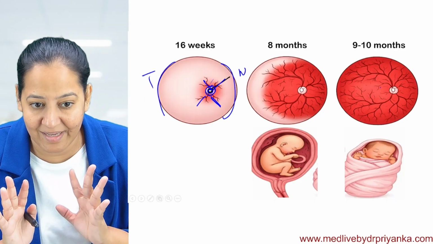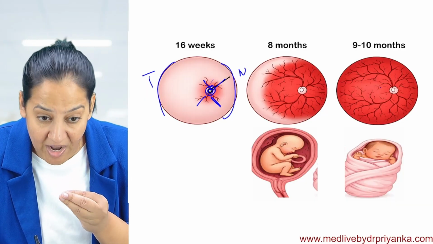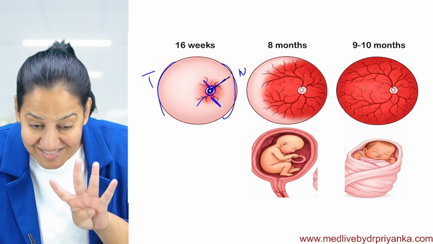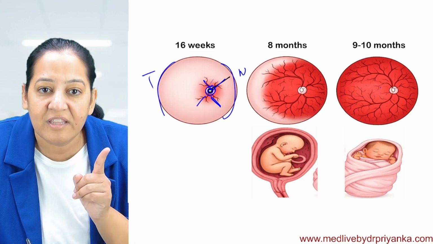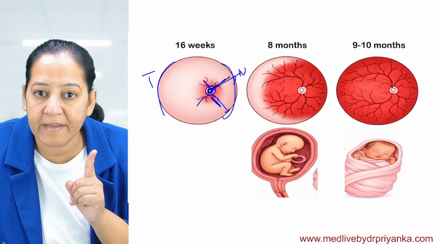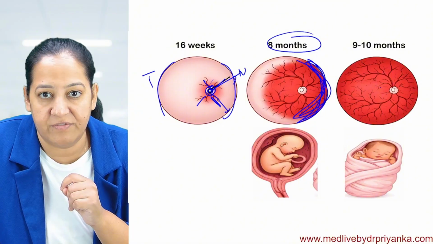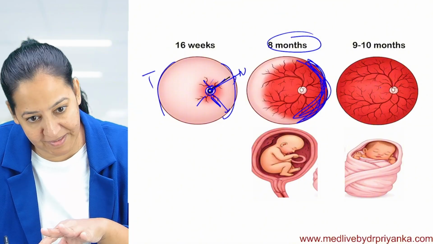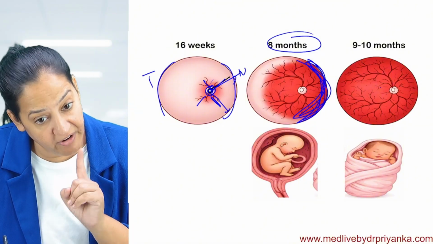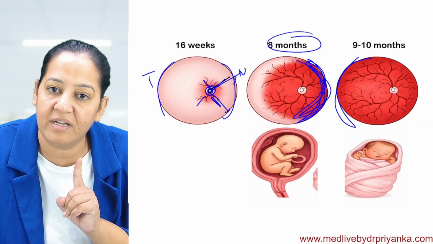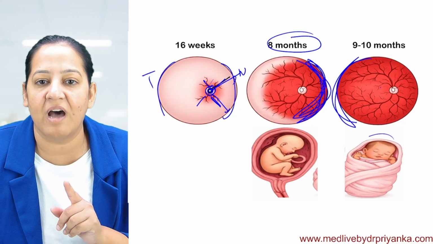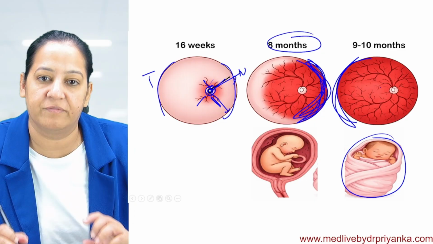It's not simultaneous. These 4 branches coming from the central retinal artery grow. They first reach the nasal end. Can you see this end? They are touching the nasal end at 8 months of gestation. After that, the birth takes place at 9 months, 9 days. And 1 month after birth, they reach the temporal end. So 1 month after birth, the complete development of the retina takes place.